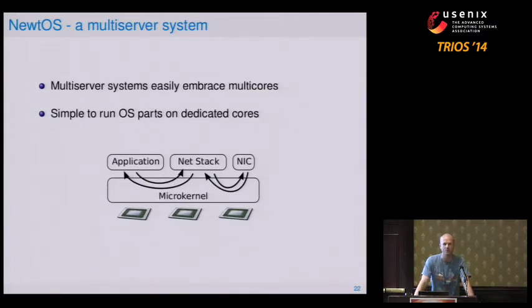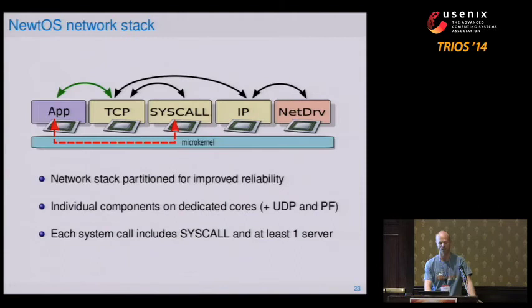But the multi-server systems are pretty good at embracing multi-core processors, and it's really easy to pick a piece of the operating system, because it's isolated, and pin it to its own core. And this is exactly what we need if we want to implement the fast sockets the way I just described. In fact, the network stack in NewtOS is not just a single user space process, it's a whole collection of processes. The figure shows just the processes we use for TCP evaluation in the test I will show. But there are more processes like UDP or packet filter.